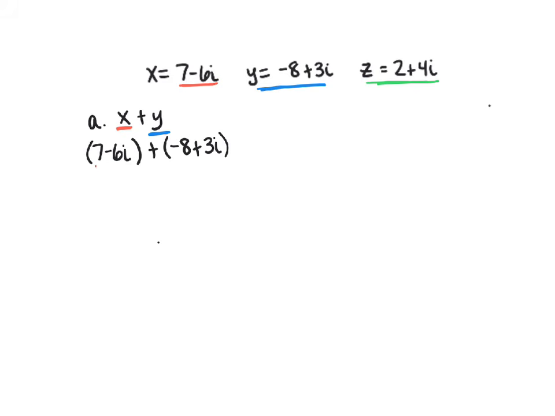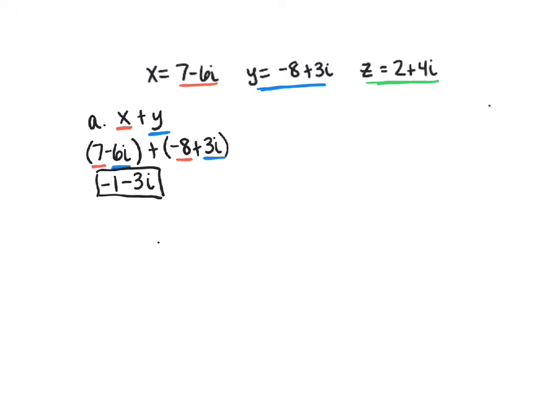We underline our real numbers in red, our imaginary numbers in blue, and we're going to combine. So 7 plus negative 8 gives me negative 1. And then we have negative 6 plus 3, so that gives me minus 3i. And we're done.